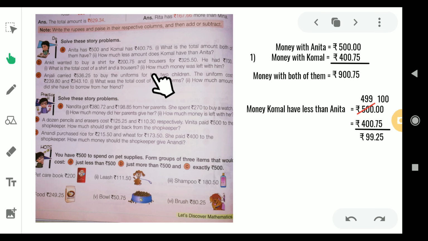So Komal has 99.25 rupees less than Anita.